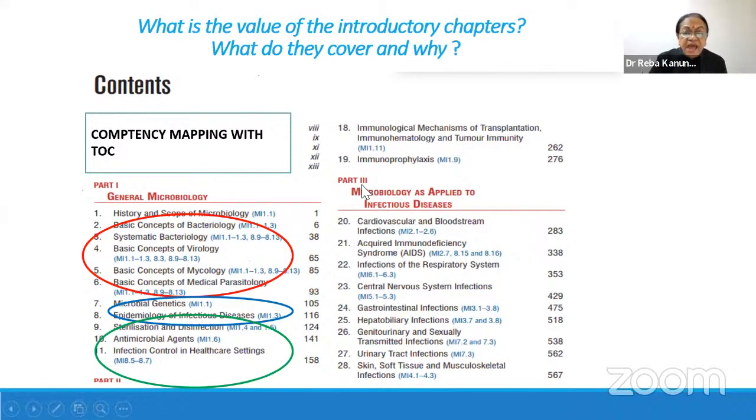And then finally, we have microbiology as applied to infectious diseases, where the syndromes have come in, and we'll discuss in a little more detail the syndromic approach and how we have addressed and aligned it. And in this table of contents, you will also find the competencies as mentioned in the CBME.